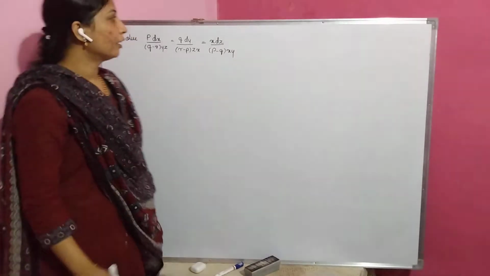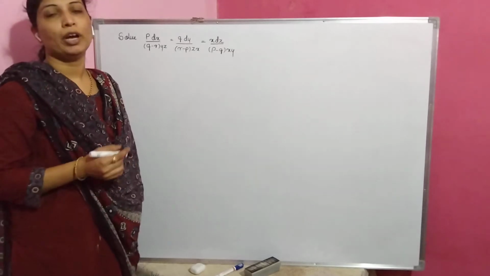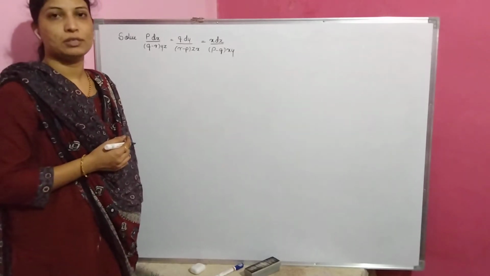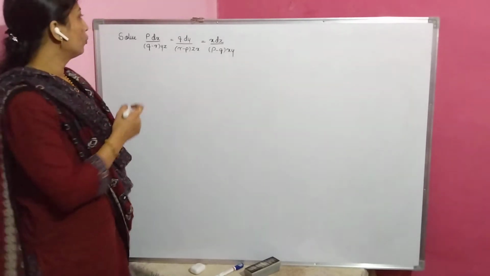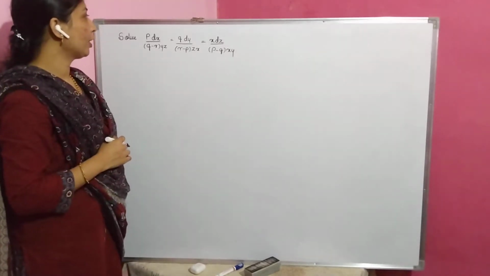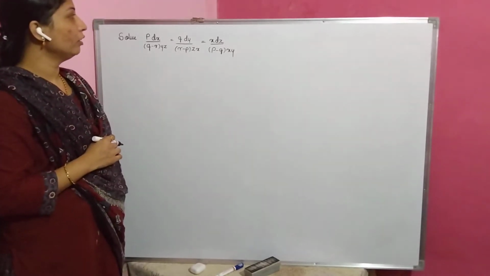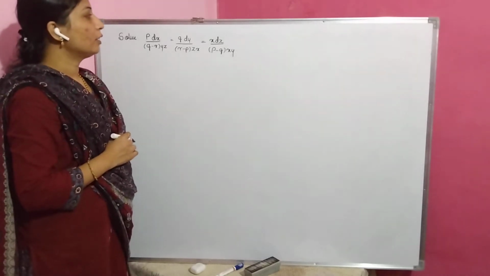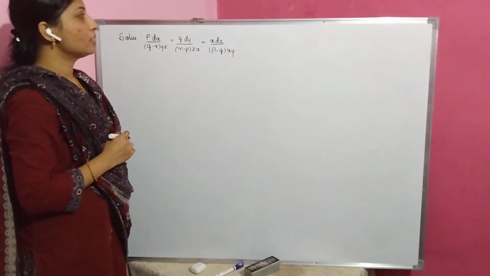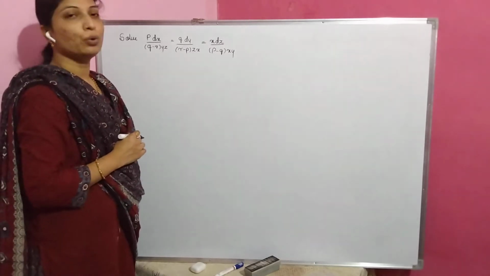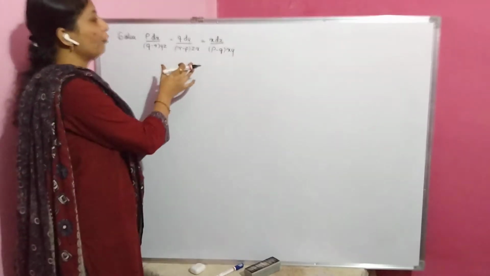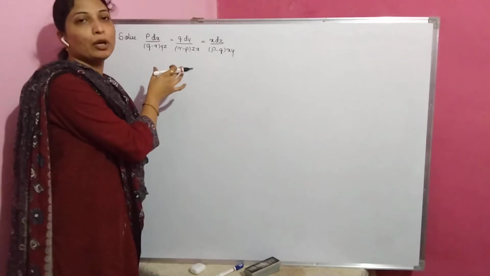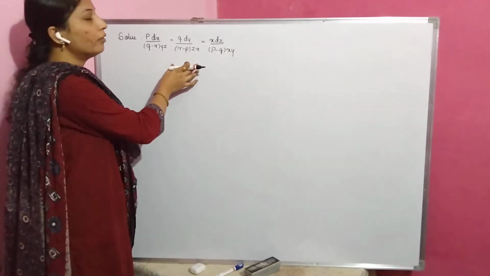Hi students, in this video again we are going to solve the examples on symmetric simultaneous equations. So the example is P dx divided by Q minus R into YZ is equal to Q into dy divided by R minus P into ZX is equal to X dz divided by P minus Q into XY. Here again we have to solve this example by the grouping method.